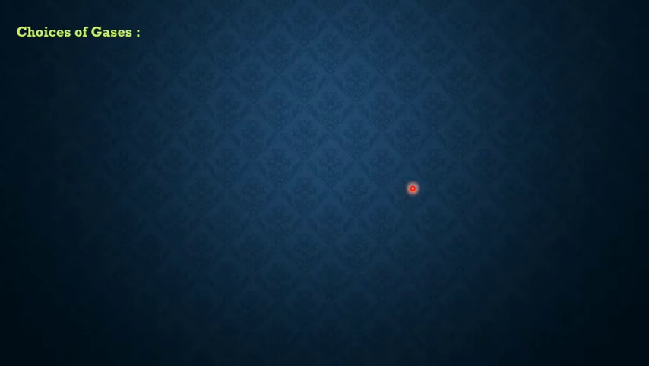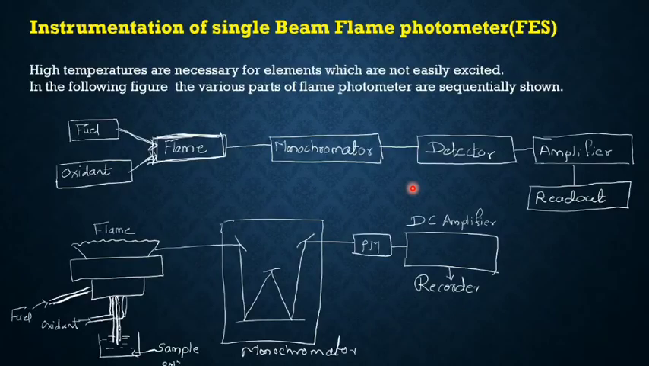Next is the choice of gases. We know that for the flame there is a need of fuel and oxidant. Which type of fuel and oxidant pair is used for the flame is decided by the nature of the component present in the sample. So the next point is the choice of gases.